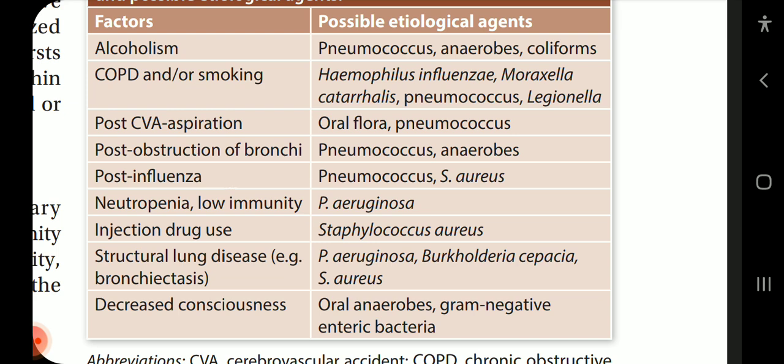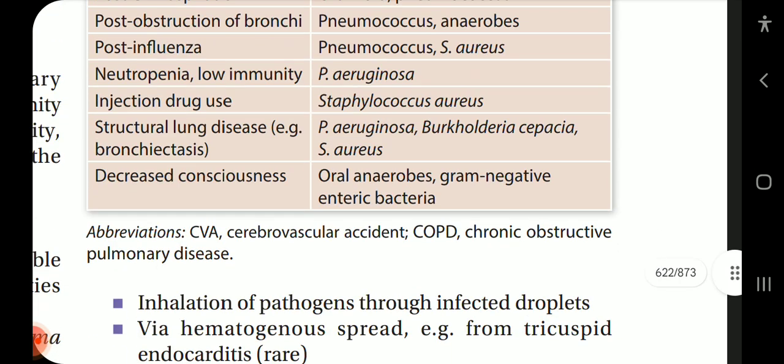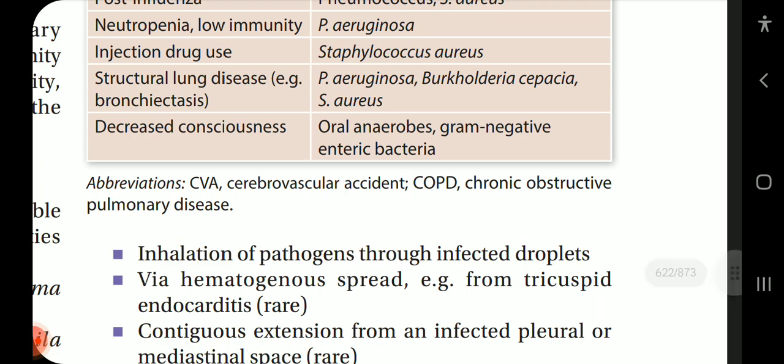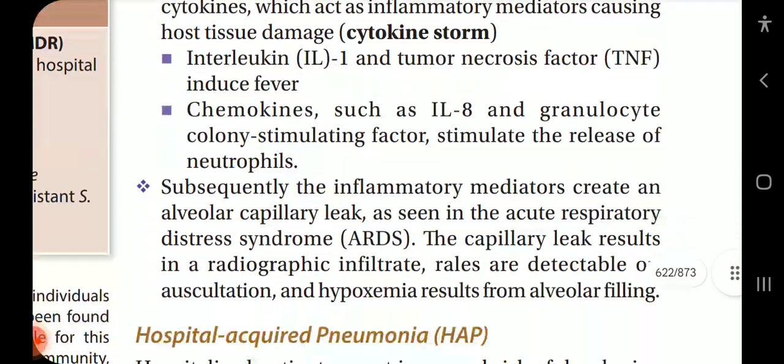Post-influenza agents are Pneumococcus and Staph aureus. Neutropenia and low immunity, agents are Pseudomonas aeruginosa. Injection drug use, agents are Staphylococcus aureus. Structural lung disease, for example bronchiectasis, agents are Pseudomonas aeruginosa, Burkholderia cepacia, and Staph aureus. And decreased consciousness, agents are oral anaerobes and gram-negative enteric bacteria. CVA means cerebrovascular accident and COPD means chronic obstructive pulmonary disease.